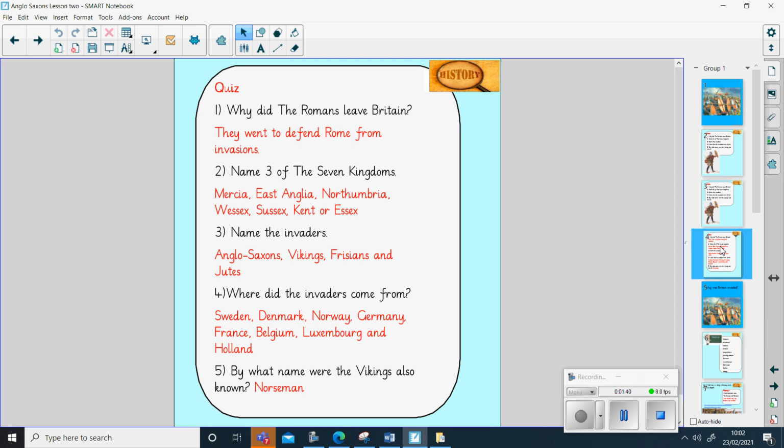Name the invaders. So you could have chosen the Anglo Saxons, the Vikings, the Frisians and the Jutes. There were lots of countries where these invaders came from. So you could have chosen from Sweden, Denmark, Norway, Germany, France, Belgium, Luxembourg and Holland. Well done if you got that correct. And the final question, by what name were the Vikings also known? And the answer is the Norsemen.